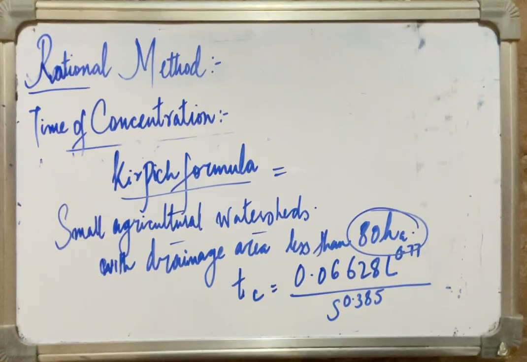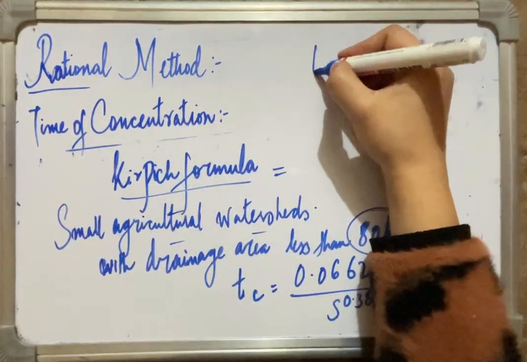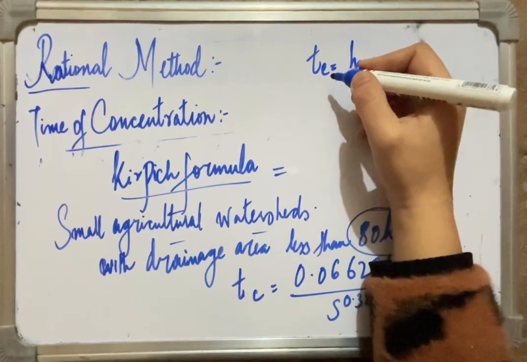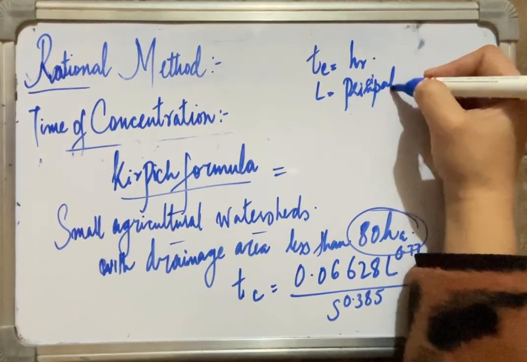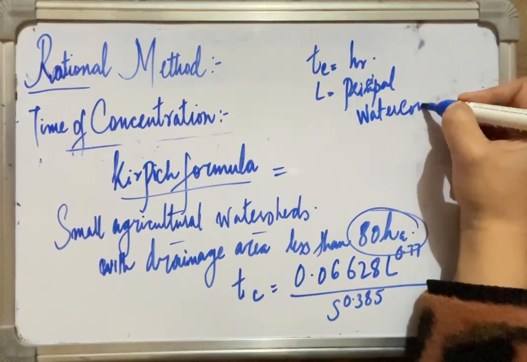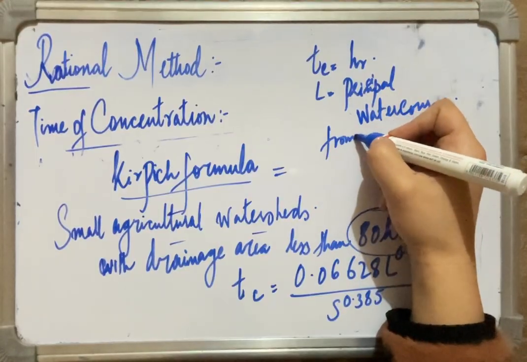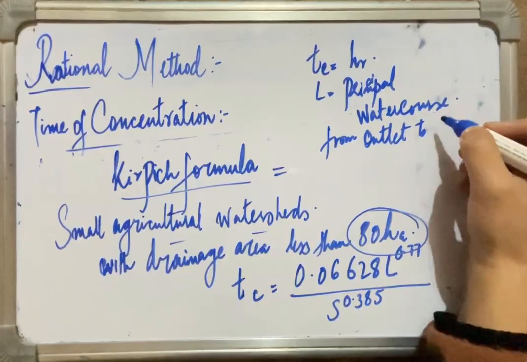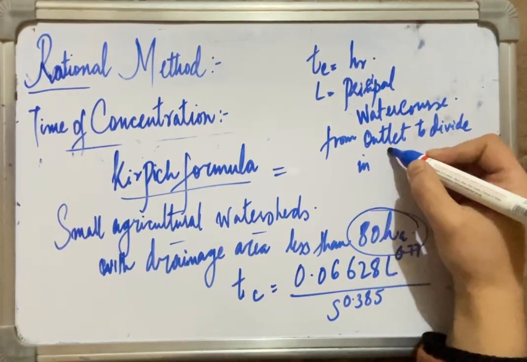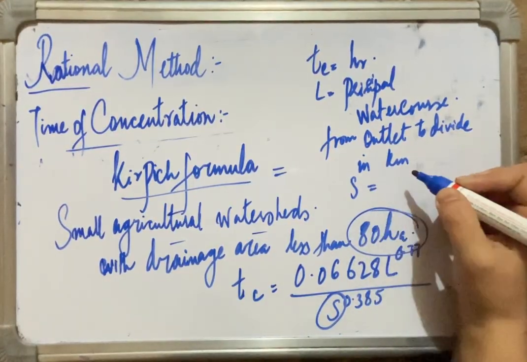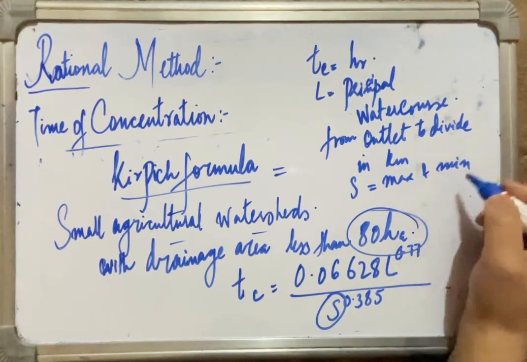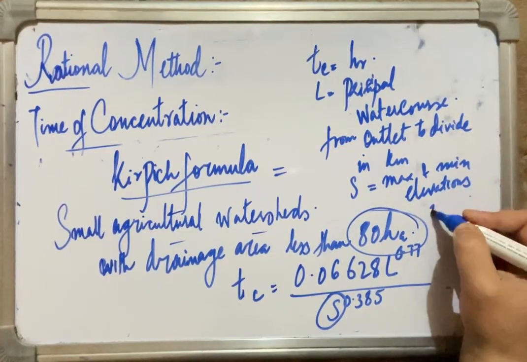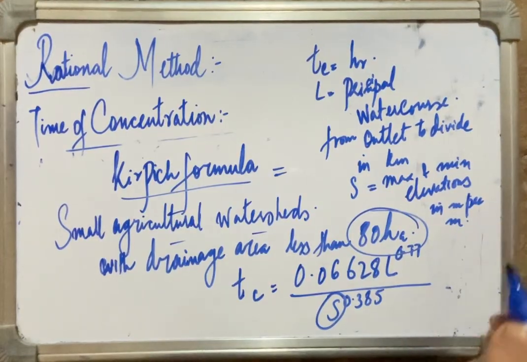Let me write it down over here. Tc in the Kirpich formula is time of concentration in hours, and L is the length of the principal water course from the outlet to divide in kilometers, and S is the slope between maximum and minimum elevations in meter per meter. So this is about the Kirpich formula.